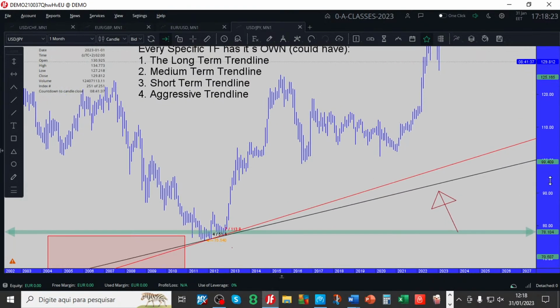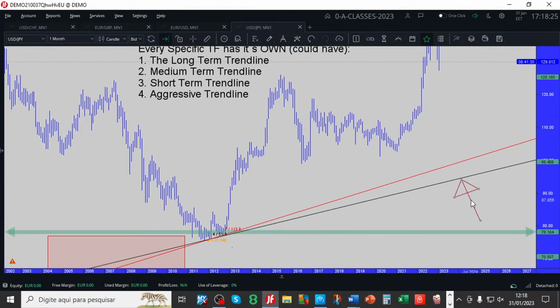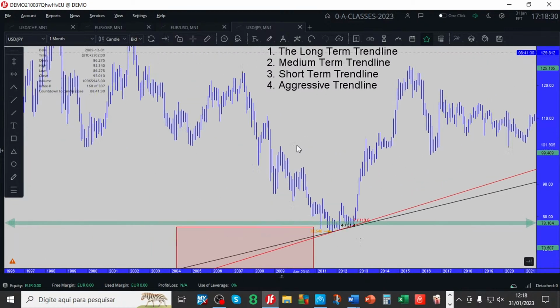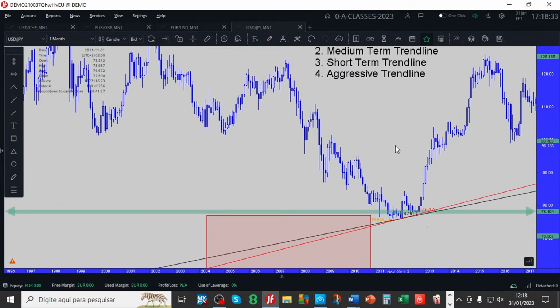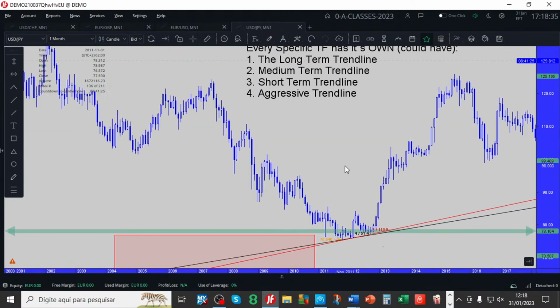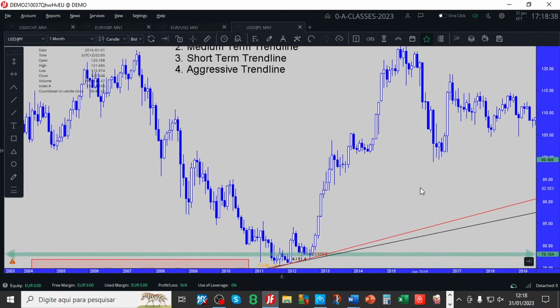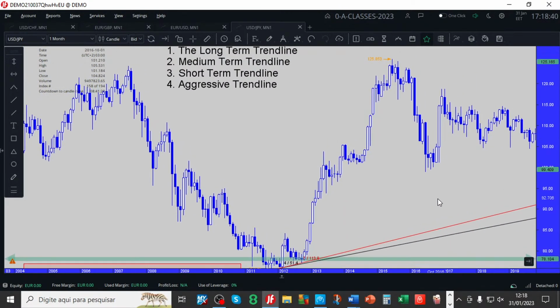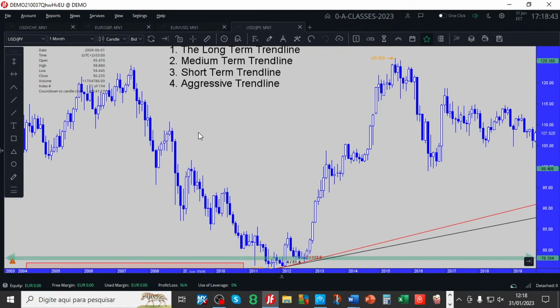Now, this is the long-term trend line, this is the medium trend line. Okay, medium-term trend line. Now, USD JPY back in time, everybody, was like this, right? Remember, don't worry that this is the monthly chart, try to understand the concepts. I'm still having price action, and now I'm going to draw the short-term trend line. The first one is the long term, the next one is the medium term.